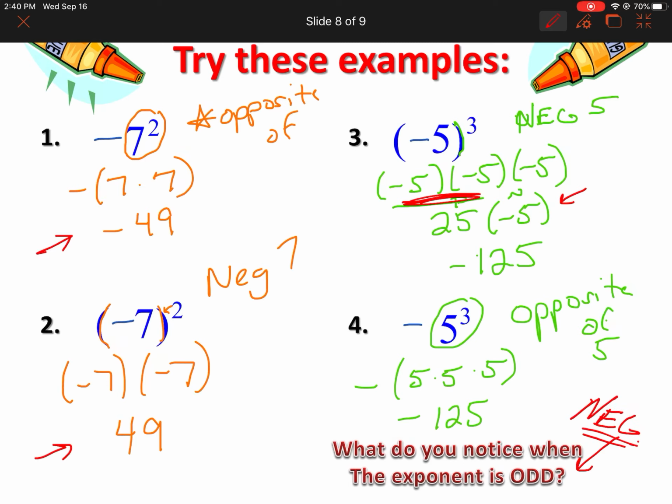Okay, if the exponent is even, then they're going to have a pair to do the same sign, which makes it positive. So if the exponent's even, it's going to be positive. Okay, now that's only if there's parentheses. If there's not parentheses, it's the opposite, and that's always going to be negative then. And if the exponent is odd, then it really doesn't matter if there's parentheses or not. The answer will be negative in those cases.